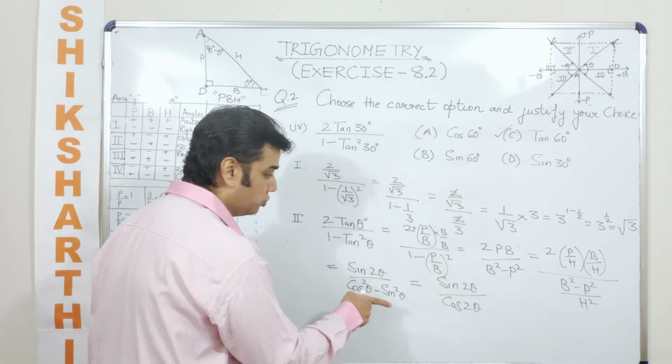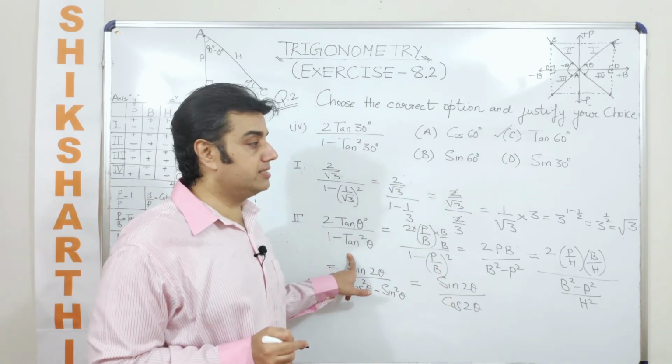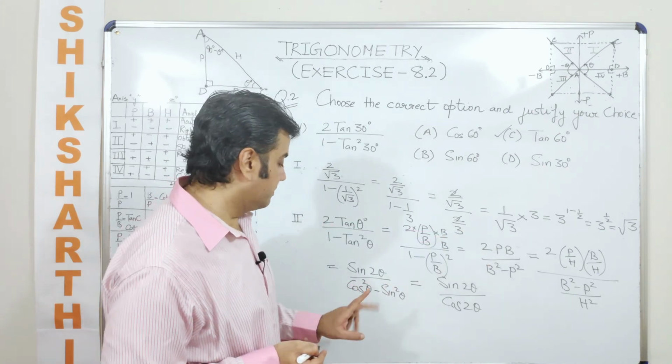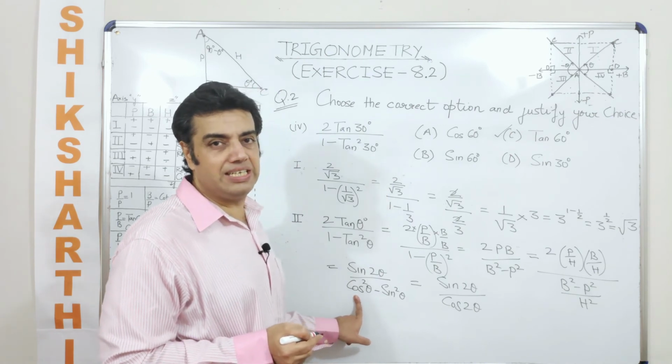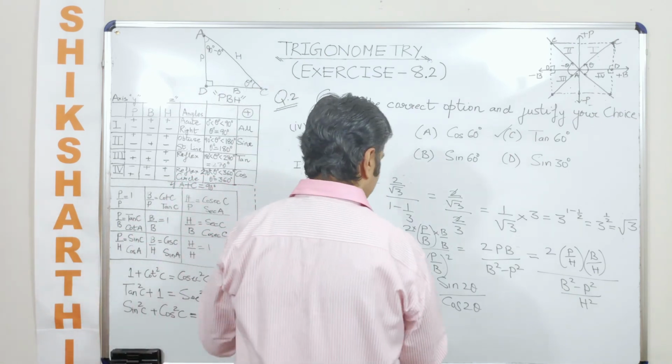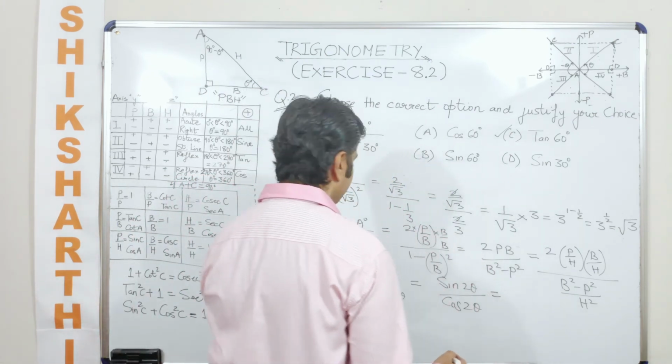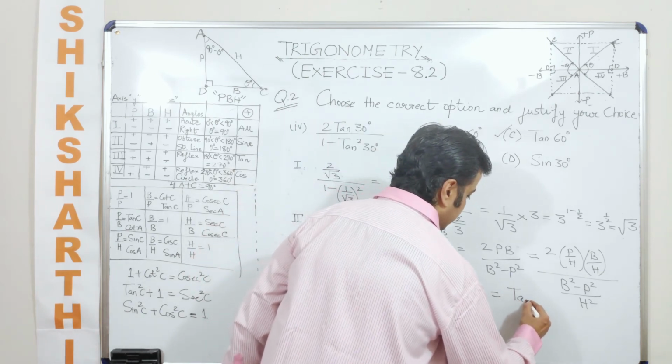So had you known what? Sine 2 theta is equal to 2 sine theta into cos theta, and at the same time you are supposed to know that cos 2 theta will be equal to cos square theta minus sine square theta. In that case, you could have directly said that this expression is equal to tan 2 theta.